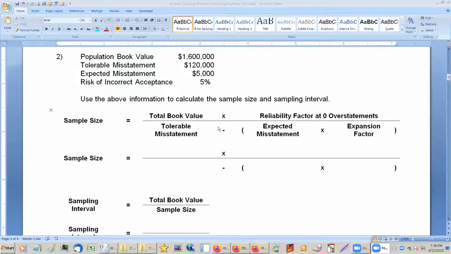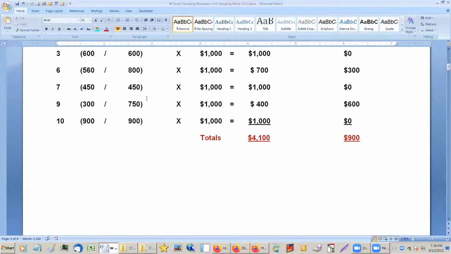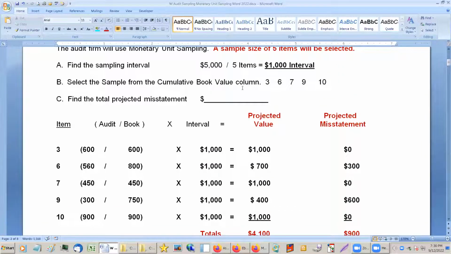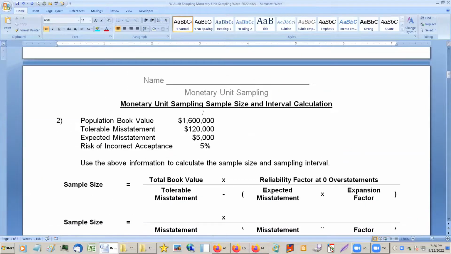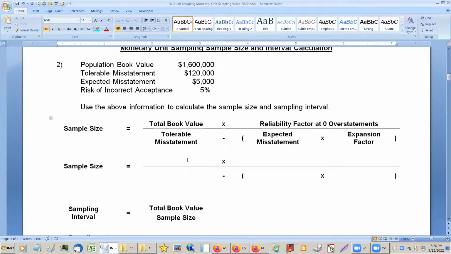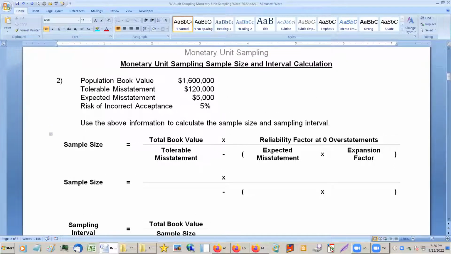So let's go back to... If this was, instead of being 5 items, if this was 7 items, it would change the interval. If this was 10 items, it changed, and so you get the idea. So finding the number of items, the sample size, is really important because it also determines the interval of which ones you're going to pick. So anyway, this down here is the formula that we use.